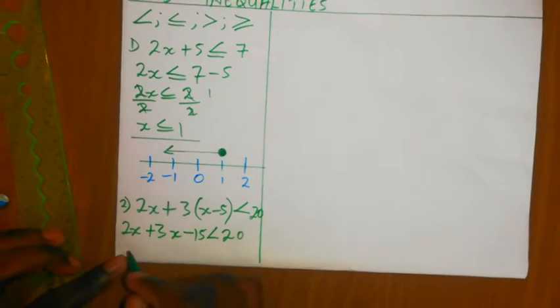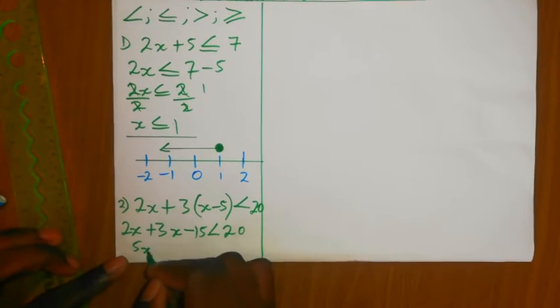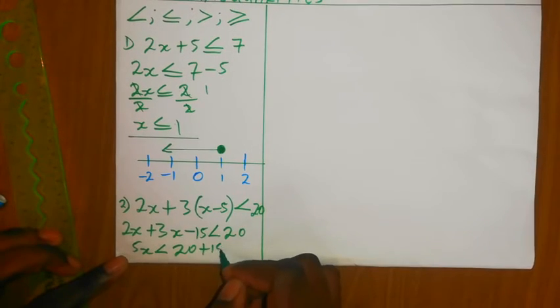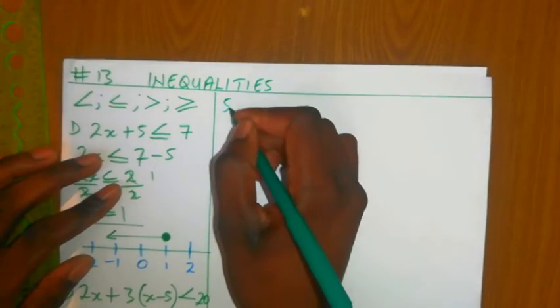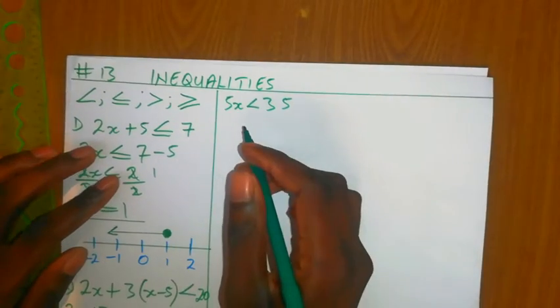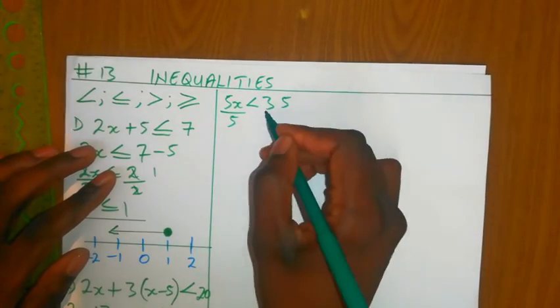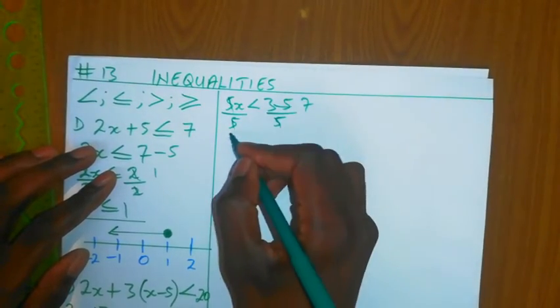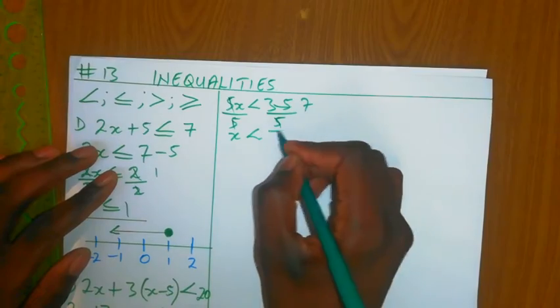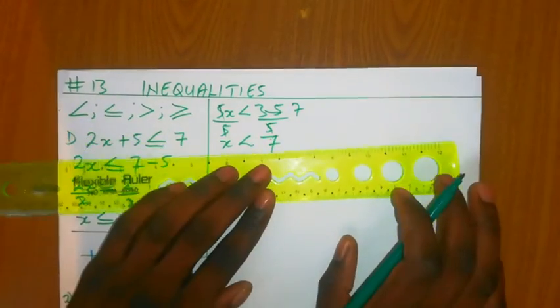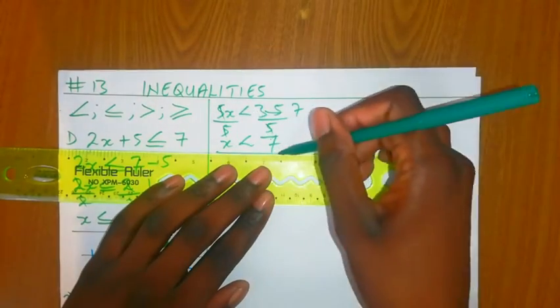I'll then collect my like terms. Now 5x is less than 20 plus 15. If I continue this side, it's going to be 5x is less than 35. I'll then divide both sides by 5. It's going to be 7. x is less than 7. There. That's my answer.